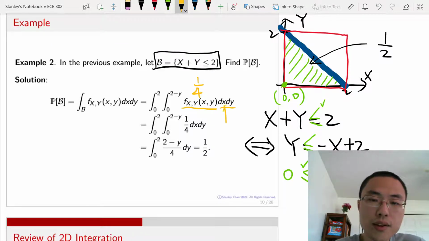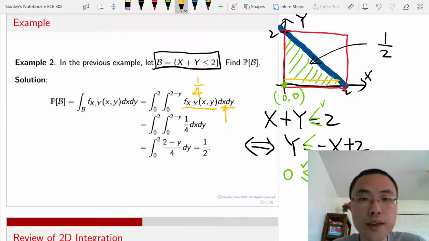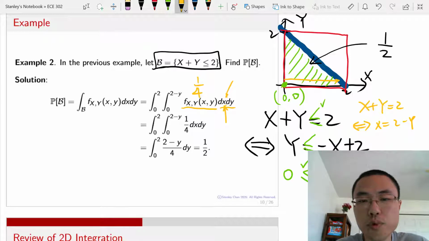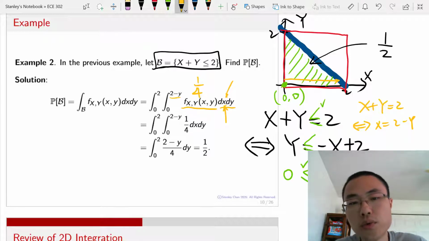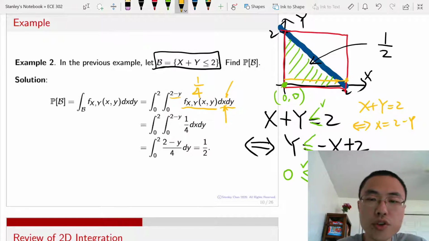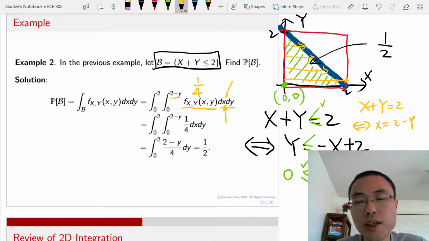Well, let's look at this dx. The dx has to be integrating from 0 all the way to where? All the way when you hit the blue line. And this blue line is given by this equation, x plus y equals 2. Now, because you're integrating this x, x plus y equals 2 is equivalent to saying that x equals 2 minus y. And so you want to stop at this blue line, and so you have 2 minus y at the top. If you put a 2 here, then you will go all the way to the boundary. And you don't want to do that, and therefore you want to stop at the blue line, which is 2 minus y. That is your inner integration.